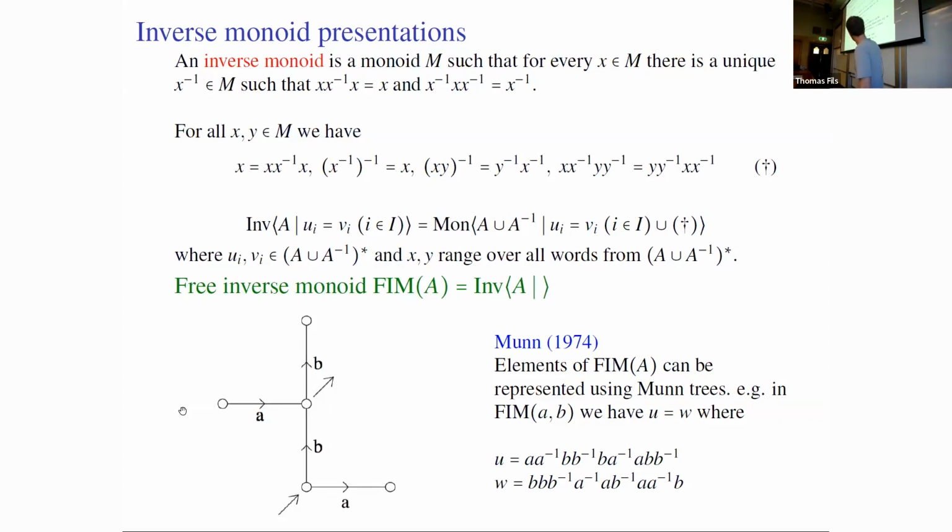And this word gives you the same picture. If I start here and I go B inverse A, B inverse A inverse B, then I get everything in this picture and nothing more. I started here and I finished. So these are called Munn trees. And the word problem in the free inverse monoid says two words are equal if and only if they give you the same Munn tree.